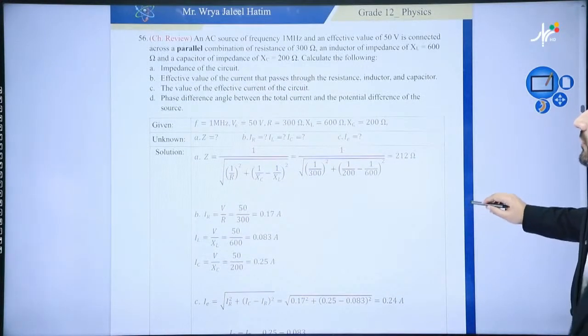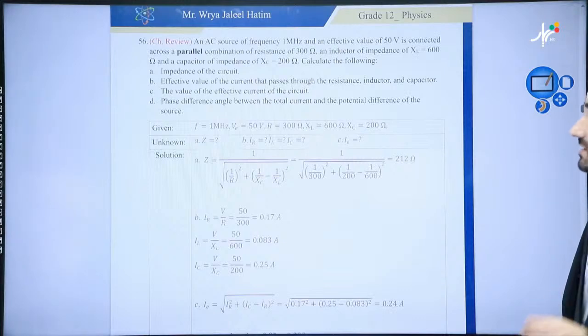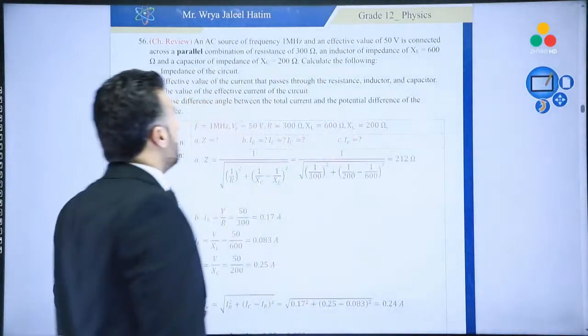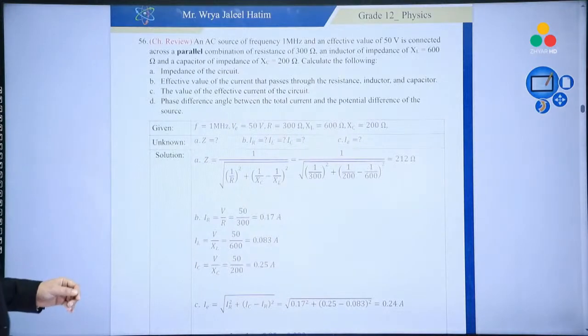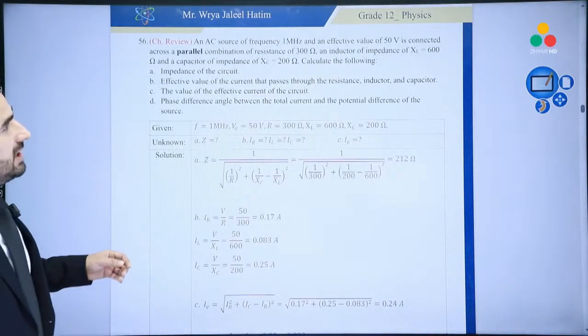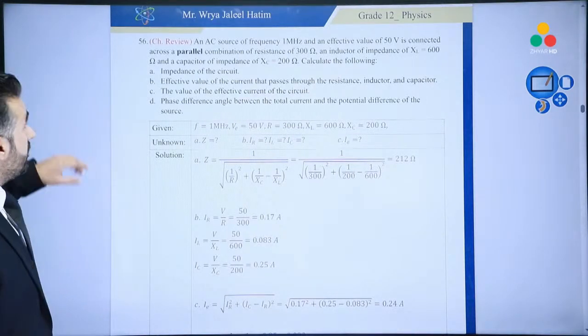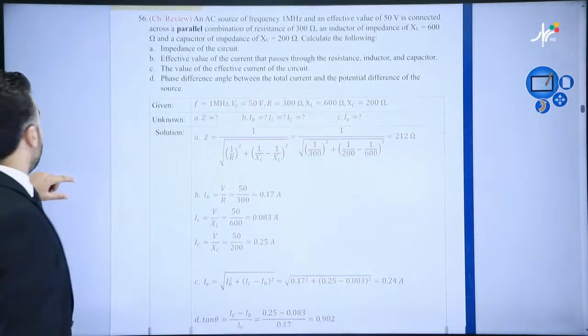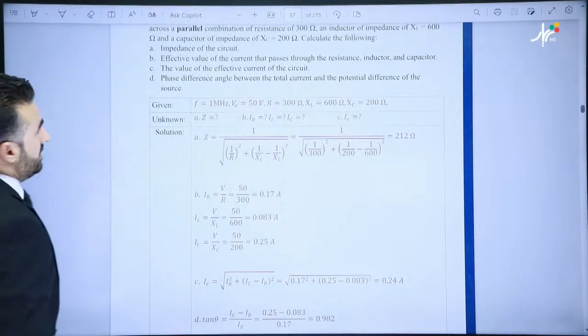It says an AC source of frequency of 1 megahertz. So this is the frequency of the source, of an effective value of 50 volt, is connected across a parallel combination of resistance of this much, inductors of impedance this much, and of course a capacitance of this much. Calculate the following. Yeah. So let's do this together and see how it is done here.